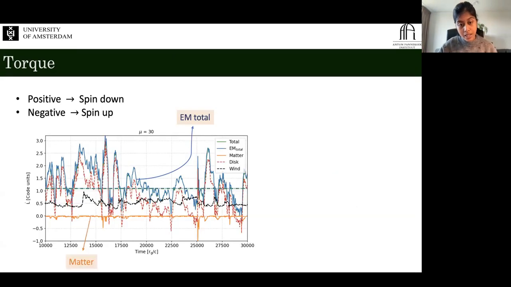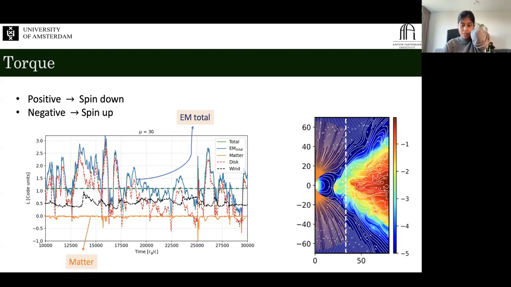In order to understand that, we divided the electromagnetic torque further into the wind torque and the disconnected torque. So what is wind? We single out all the field lines that are open. Here the dashed line shows the light cylinder radius, and all the orange field lines are tagged as open. All these field lines contribute to the wind torque in our case. All the other field lines, namely the accretion column and the field lines that are still connected to the disk, contribute to the disconnected torque, which is the one shown in red here.